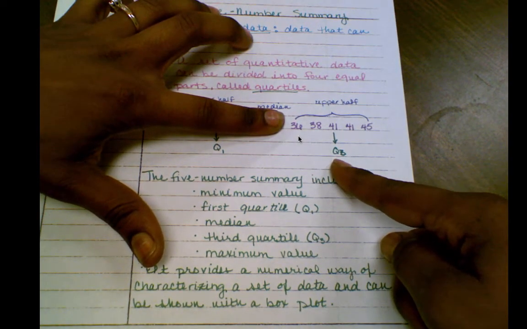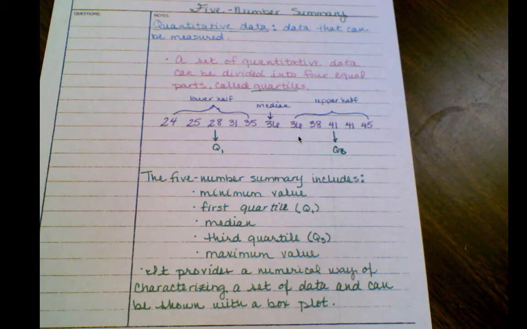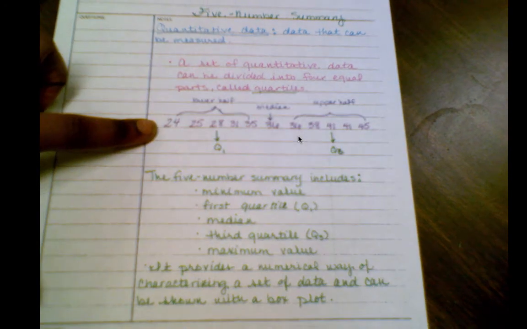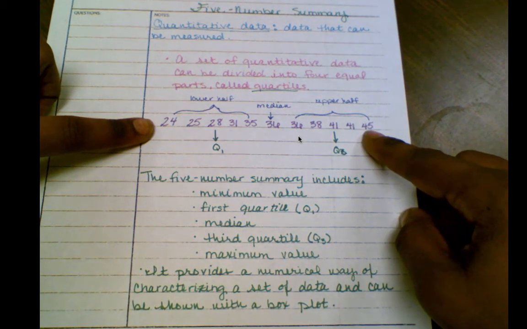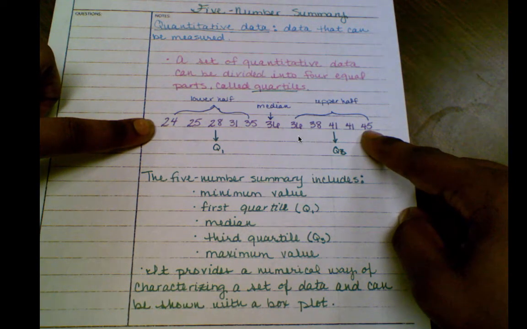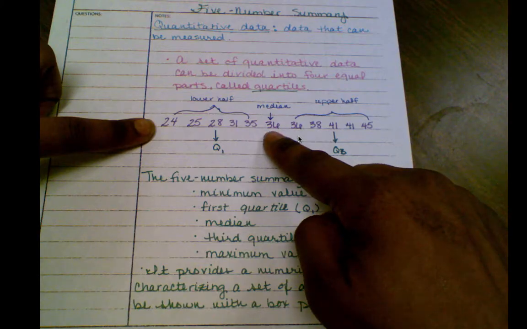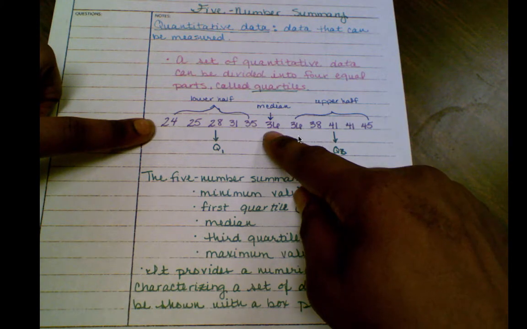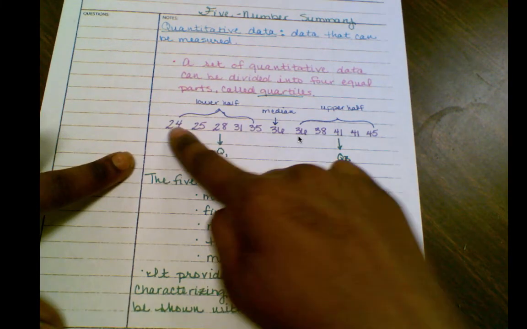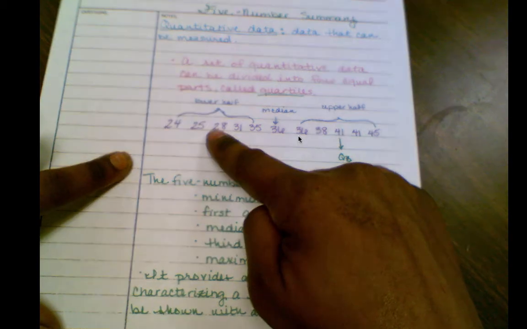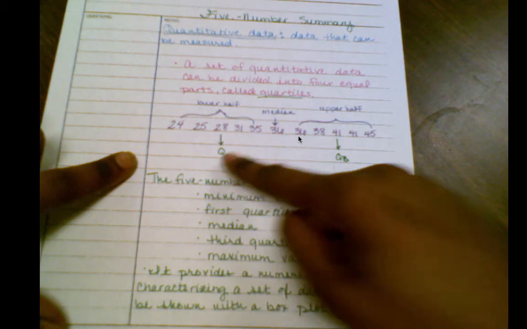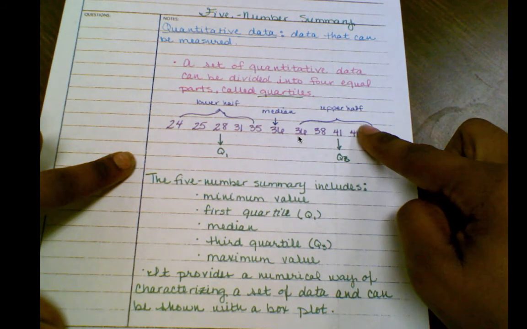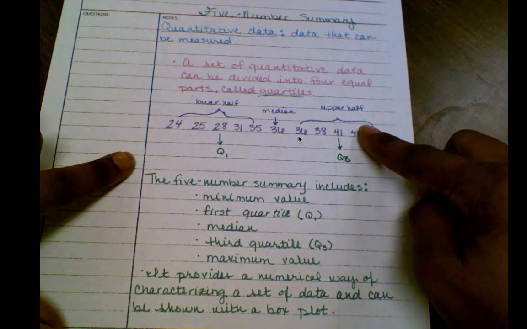So quick review. We have our lower value, our minimum value. Then we have our highest value, which is our maximum value. The middle number is our median. Then looking at the lower half of our data, the median of the lower half is our first quartile. And then looking at the upper half of our data, the median of the upper half is called our third quartile.